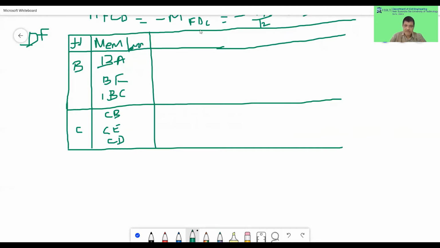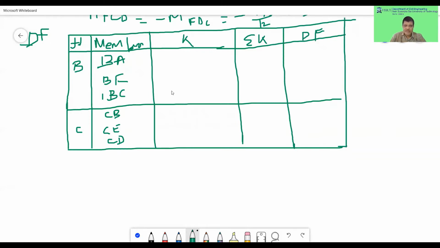Members. Then you calculate the value of K. Then we can calculate the value of sigma K, and then you calculate the value of dA. That is the standard procedure for solving this moment. What is the moment here? It will be 4EI by L, because both ends are fixed. So we can take this as equal to EI.